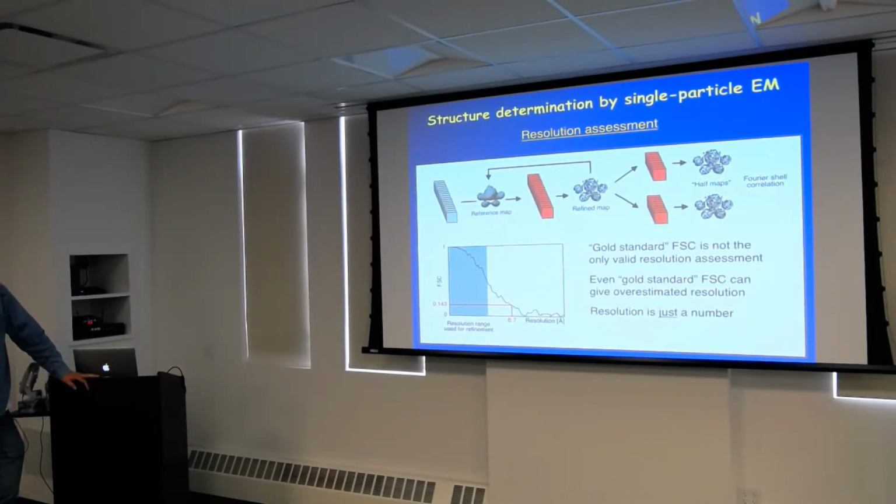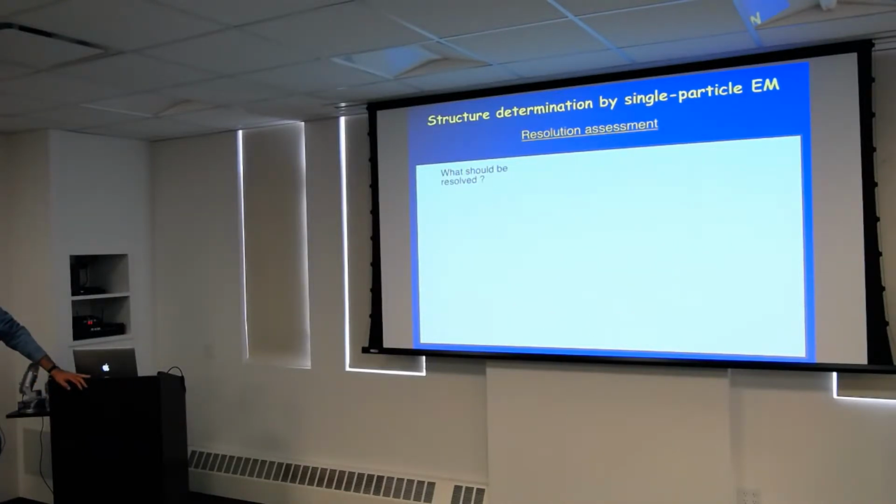And if you think about it, if you have a map, the map is going to have many different resolutions in different areas of the map. So the only thing that I feel resolution is really useful for is to figure out whether your refinement is actually progressing or not. But it doesn't really say that much about the structure that you have in the end. So the resolution is meaningless. What you really want to know is what do you see in your map, and that is what matters.